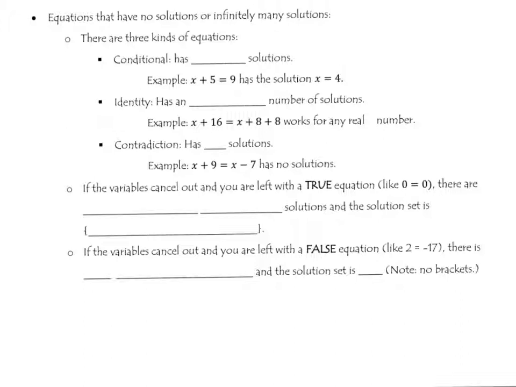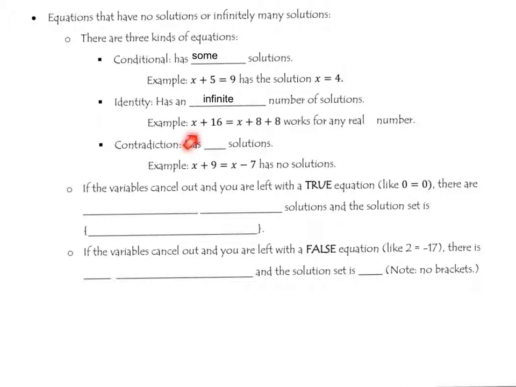So there are a total of 3 different kinds of equations. A conditional equation has one or some. It has a finite number of solutions. An identity is an equation that has an infinite number of solutions.